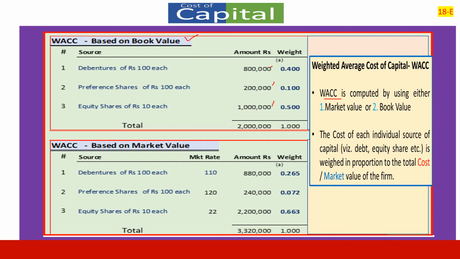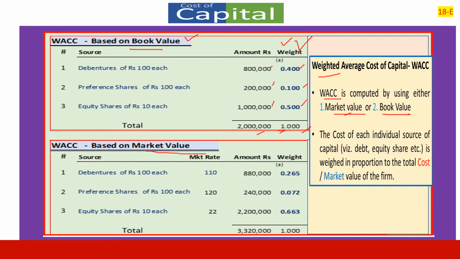WACC is computed by using market value or book value. And the moment we use the book value, we calculate the weight. What is the calculation of weight? It is converting the amount into percentages. If 20 lakhs is equal to 1, then 8 lakhs is 0.4, preference shares 2 lakhs is 0.1 and equity 10 lakhs is 0.5. That is 40%, 10%, 50%. This is the weight.